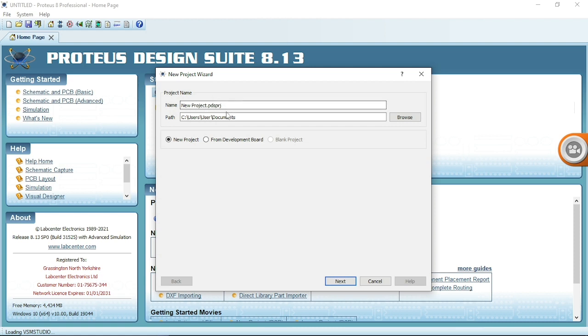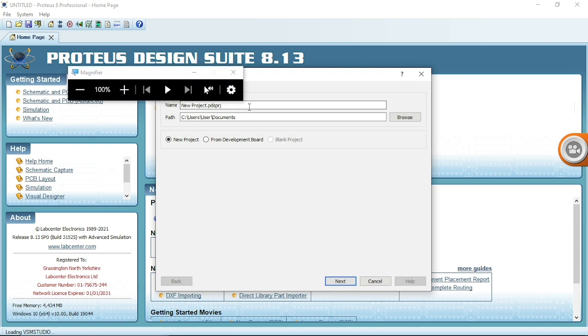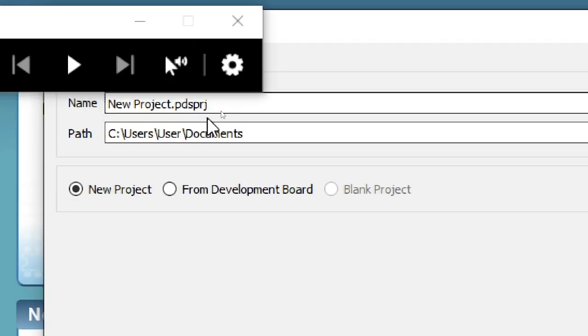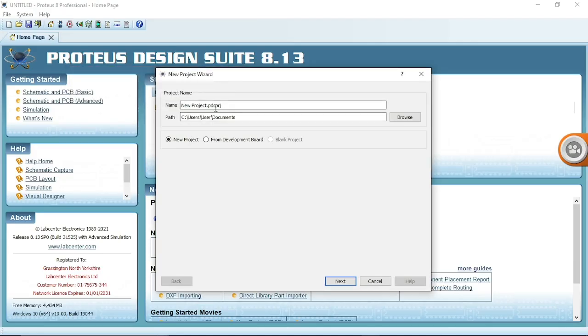We have a PDSPRJ file. Let me zoom this for you so that you see very well. This actually means this is a Proteus file, and we have real projects here. Here you can name it anything you want. I will name it analog to digital converter circuit.